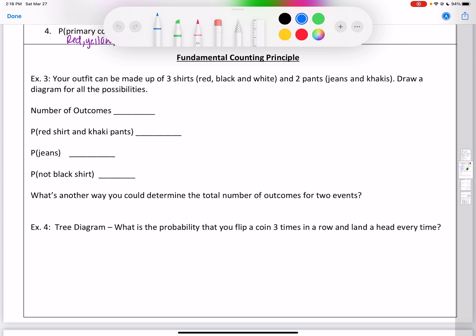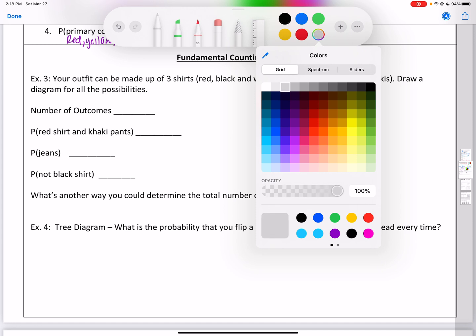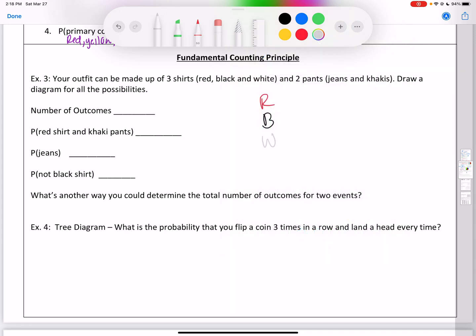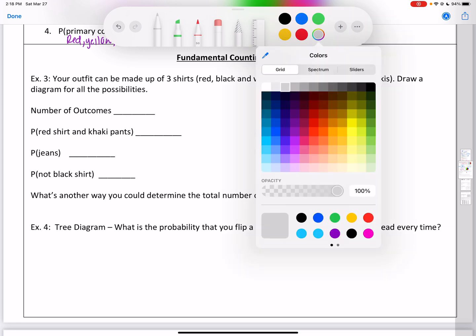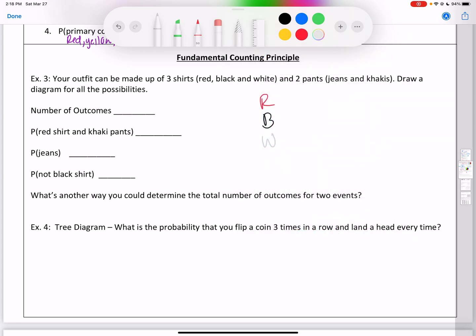So we have a red shirt, a black shirt, and I didn't think this through, but we'll use light gray, and a white shirt. Okay, and then for each of those, we have 2 different types of pants. So we have khakis and we have jeans. So we have khakis and jeans, khakis and jeans, khakis and jeans. So total, there are 6 combinations. So there's 6 outcomes.